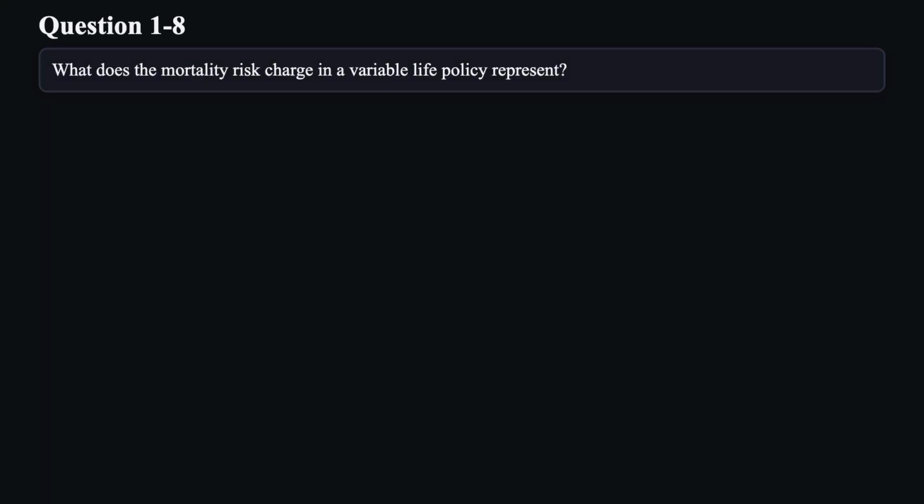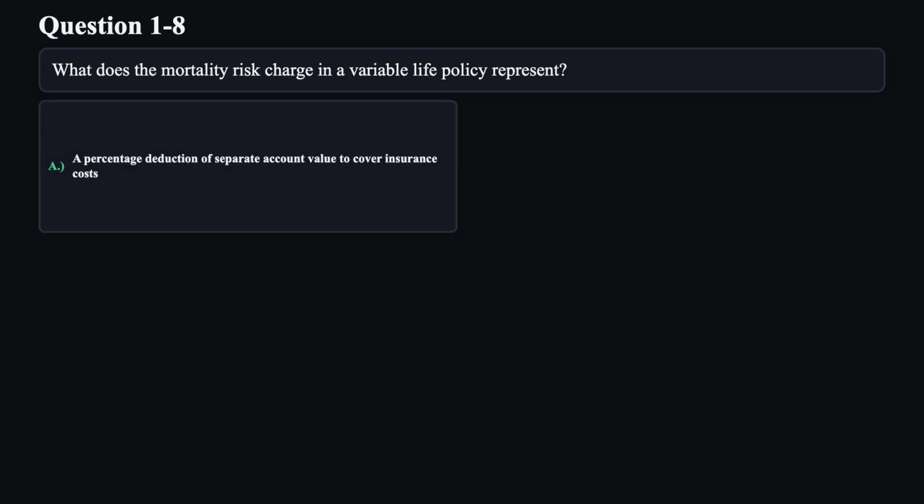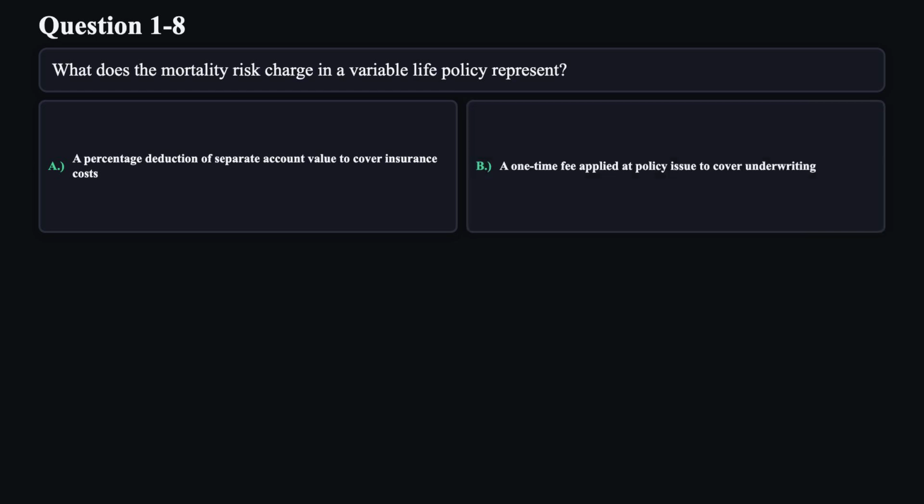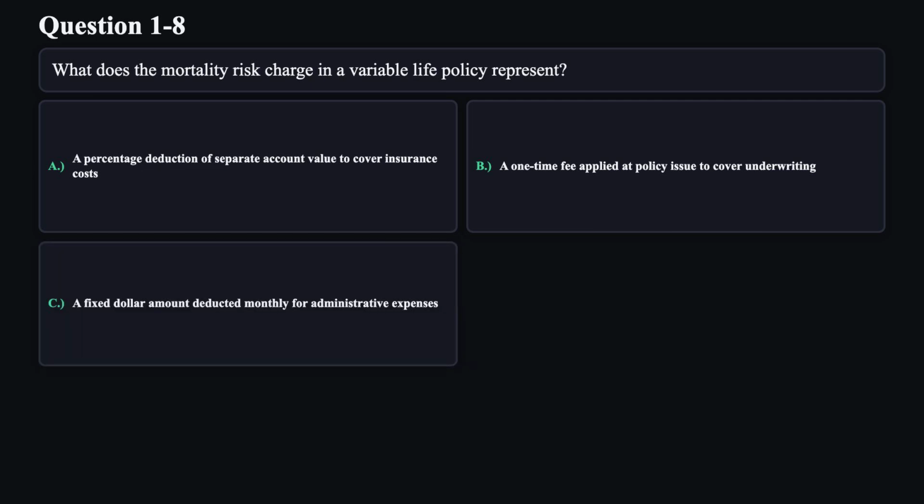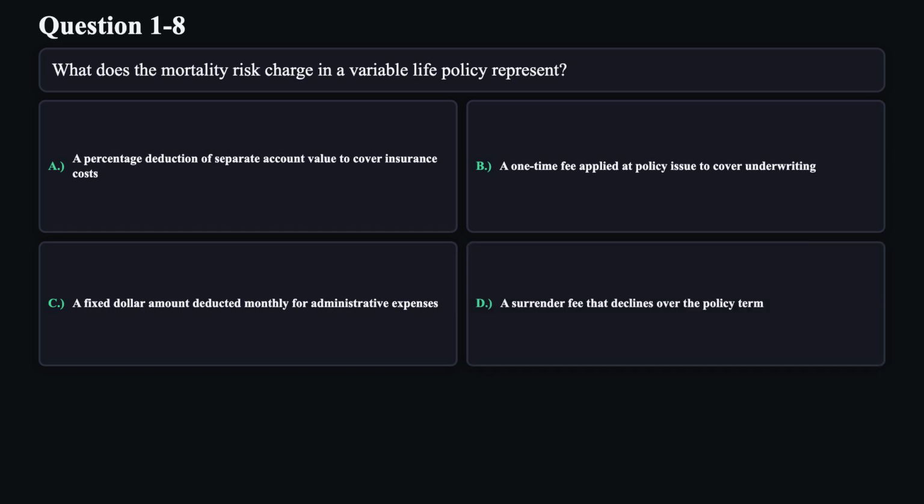Question 8. What does the mortality risk charge in a variable life policy represent? A. A percentage deduction of separate account value to cover insurance costs. B. A one-time fee applied at policy issue to cover underwriting. C. A fixed dollar amount deducted monthly for administrative expenses. D. A surrender fee that declines over the policy term.